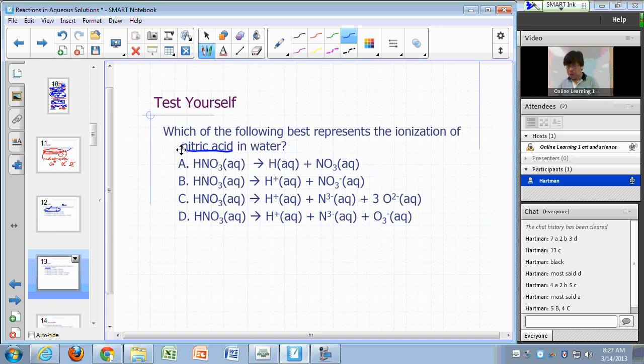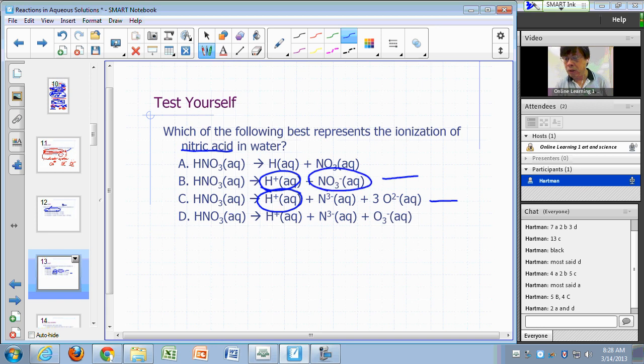Okay, 5 people said B, and 4 people said C. All right. Okay, at least you know that if you have an acid, you should get an H plus, so that's good. And you kind of have to know that nitrate is a polyatomic ion, so that's one whole unit right there. So the correct answer is B. There are no nitride or oxide ions in water.